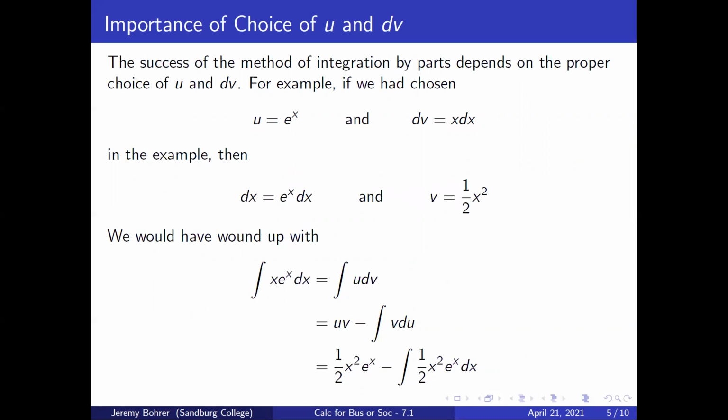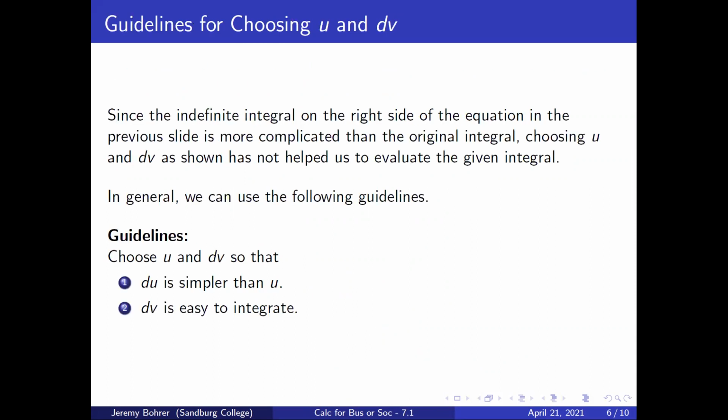We would have wound up with the integral of x e to the x dx equals the integral of u dv, which equals uv minus the integral of v du, which is 1/2 x squared e to the x minus the integral of 1/2 x squared e to the x dx. Since the indefinite integral on the right side of the equation in the previous slide is more complicated than the original integral, choosing u and dv as shown has not helped us to evaluate the given integral.